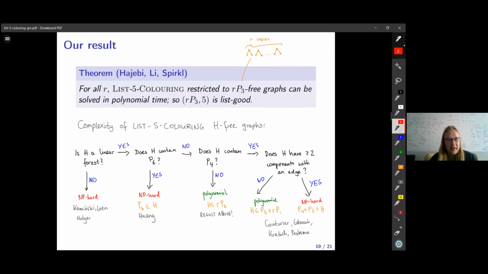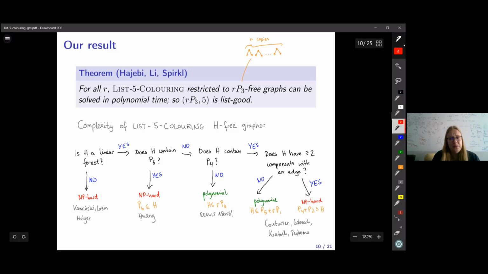So what we did is we have an algorithm for list 5-coloring rP3-free graphs, where P3 is a 3-vertex path, and rP3 means I'm taking r copies of it with no edges between them. And r is fixed, so there's an algorithm that will have some exponent that depends in some terrible way on r. But when r is fixed, then I can do list 5-coloring restricted to rP3-free graphs in polynomial time, which makes this list good and so also good. And it also means that for 4 and for 3, I can do this as well.